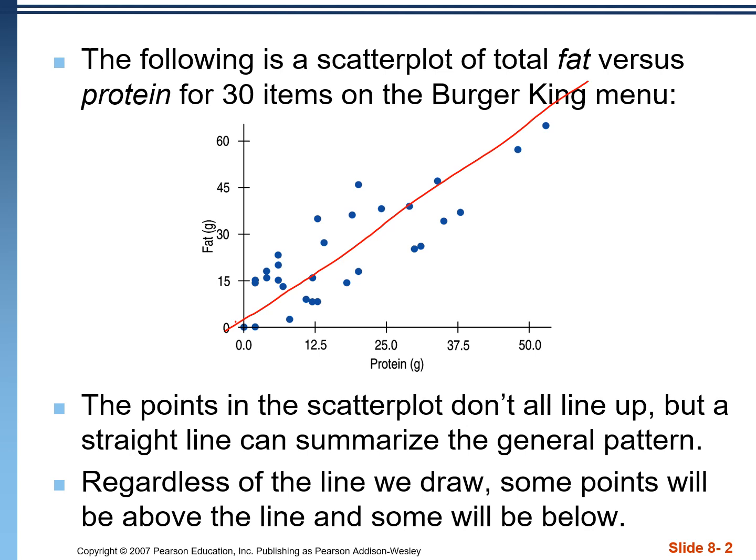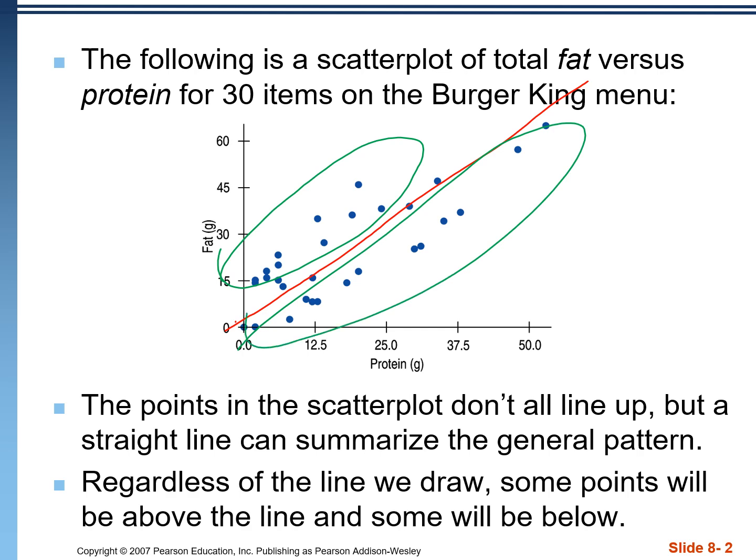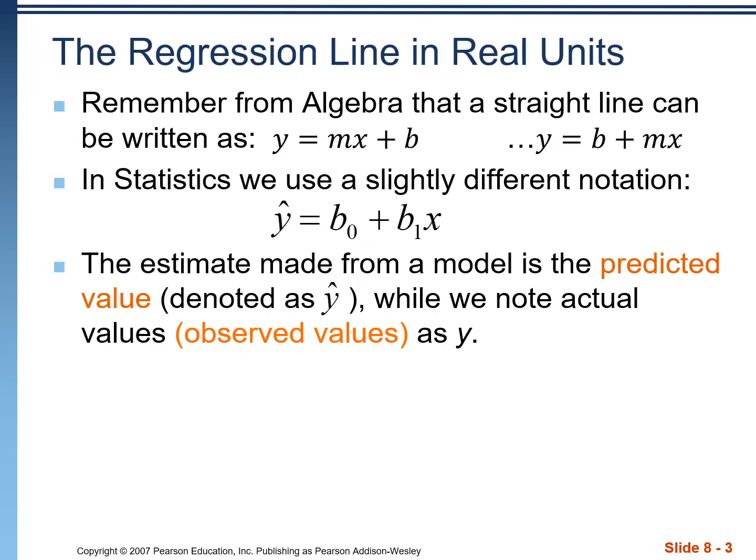Now, regardless of how I draw my line of best fit, there's always going to be some points above that line, other points below that line. Thinking back to your algebra class, the most basic equation that we could write for a straight line was in slope-intercept form, y equals mx plus b. And we're going to stick with that in statistics. We're just going to rearrange it a little bit. So let's think of it as y equals b plus mx to start. And then just note that we're going to change a few things.